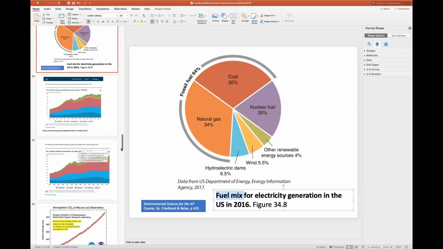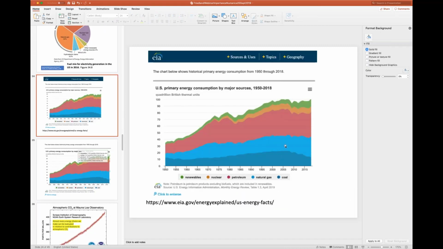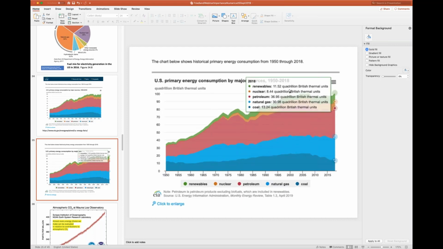I want to also point out that there are other diagrams which let you see the primary energy consumption by major fuel source over time. This is showing from 1950 to 2018. And if you hover over the diagram at a certain point, it pops up and shows you things. This would let your students get graph reading skills if you wanted to use a diagram like this, and then they can check their fuel mix for any given year by hovering over that year, and you'll get a readout of the breakdown of coal, natural gas, and so on.